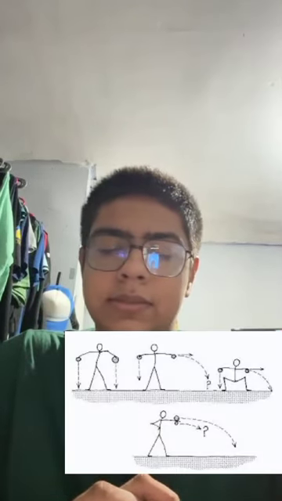The vertical motion: even though the projectile has no initial vertical velocity, gravity starts acting on it the moment it launches, pulling it downward. This motion is accelerated with a constant acceleration of 9.8 meters per second squared due to gravity.